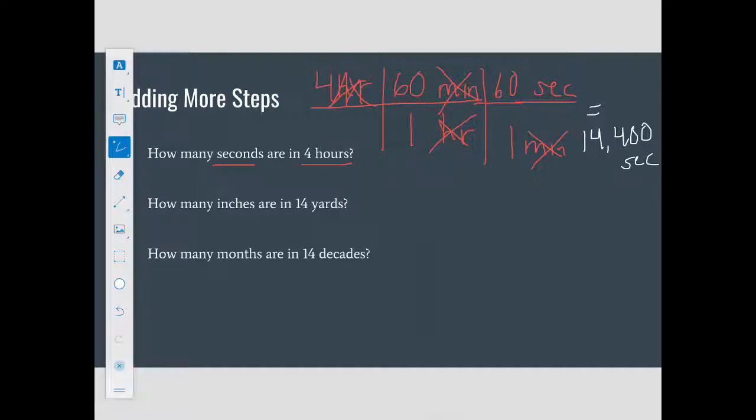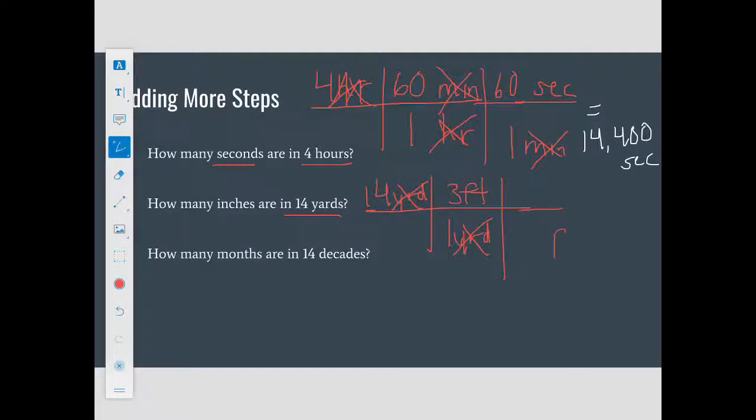All right, next one over here. How many inches are in 14 yards? All right, well, 14 is our number, 14 yards. And I don't know how many inches are in a yard. Maybe you do, but let's pretend that I don't. I actually do, but let's pretend we don't. And so we're going to put 1 yard on the bottom here, and I know that there are 3 feet for every yard. Yards goes away.